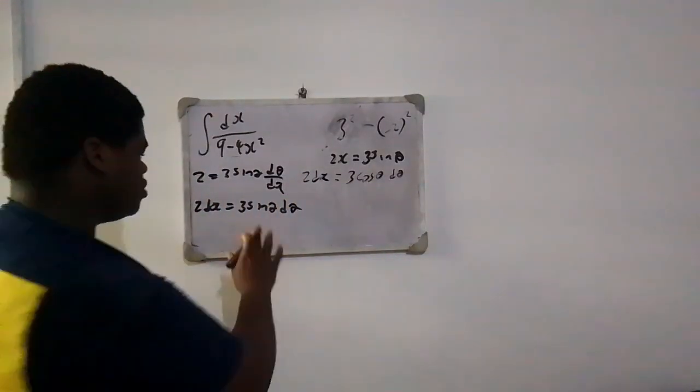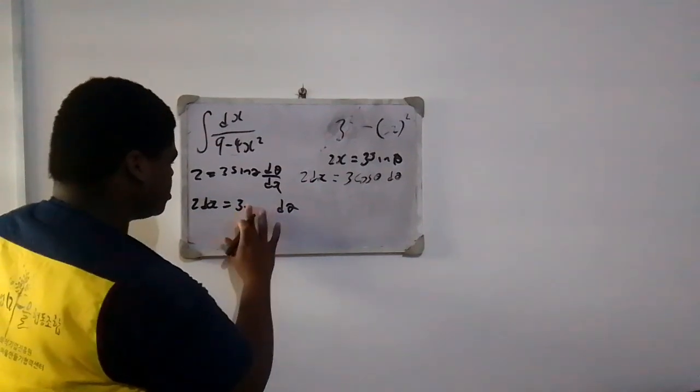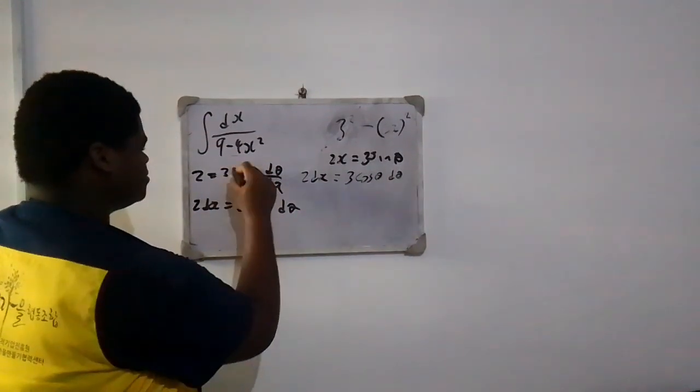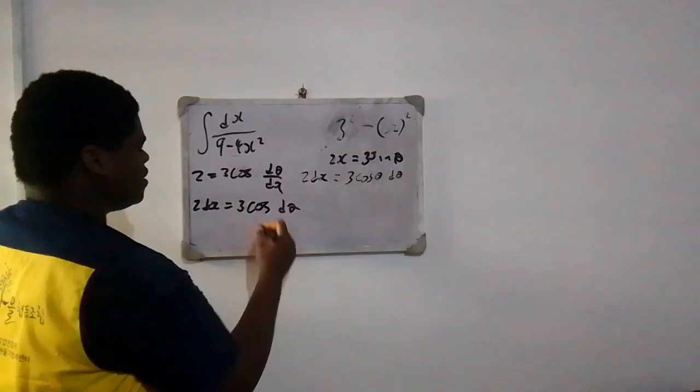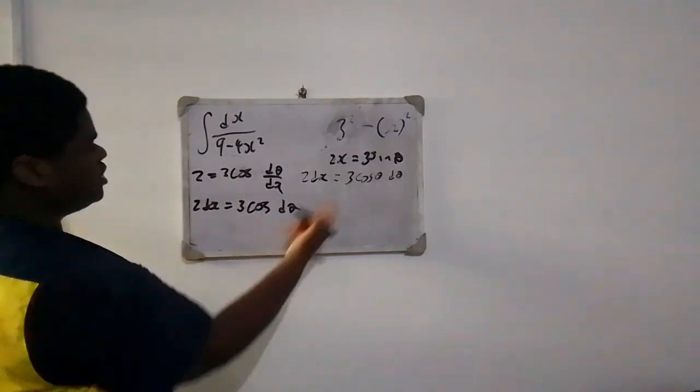Oh, sorry, 3 cos theta. And then you differentiate, it's going to be 3 cos theta. So you have 2 dx equal to 3 cos theta d theta.